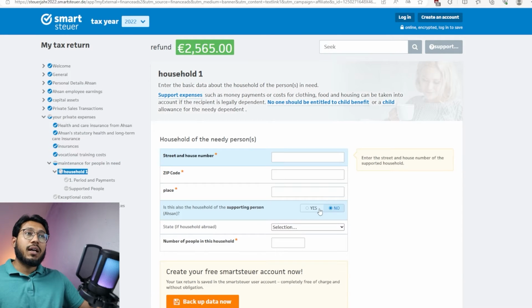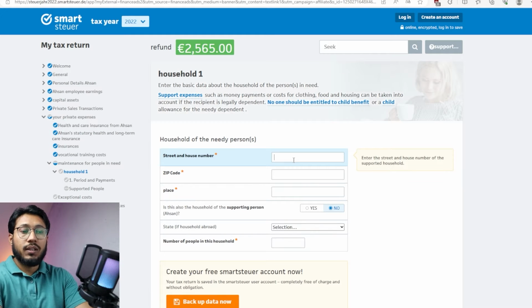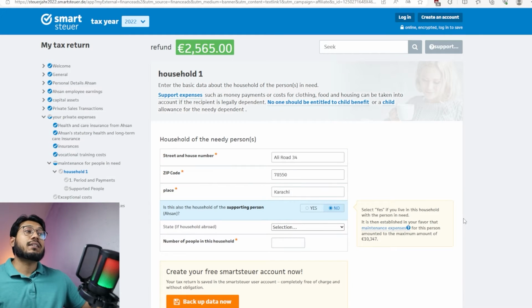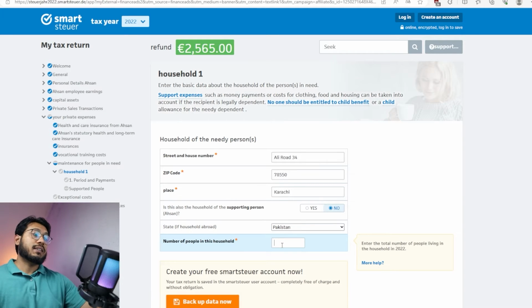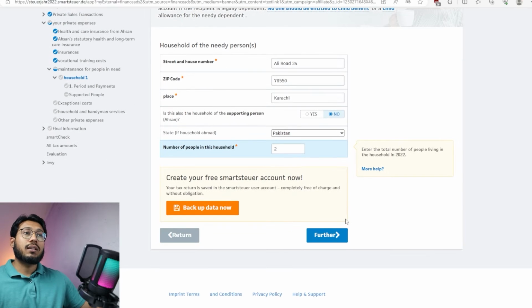So we're going to click on edit for the first house. So here you provide the address details, zip code and place for one of the households. So let's assume I'm supporting someone who is living on this address. Select yes if you live in this household with the person in need. It is established in your favor that maintenance expenses for this person amounts for a maximum of 10,343 euros. Obviously, if you're supporting someone who's living outside Germany, you won't be living with them. So you select no. Select the country of outside and the number of people in that household. So let's say there are 2 people in this household that you are supporting.